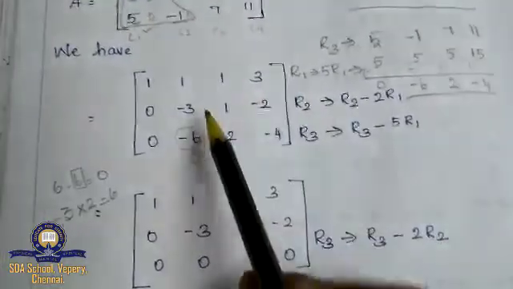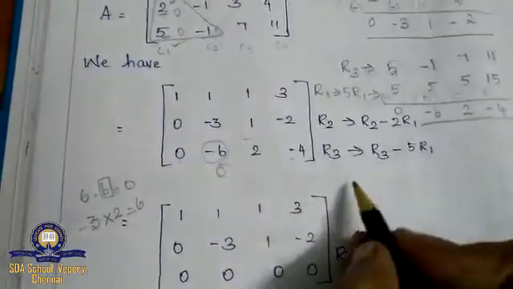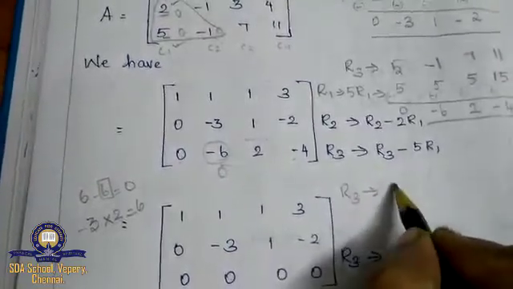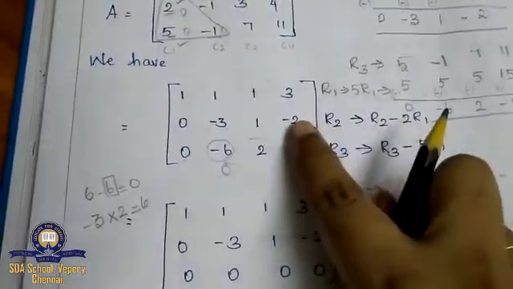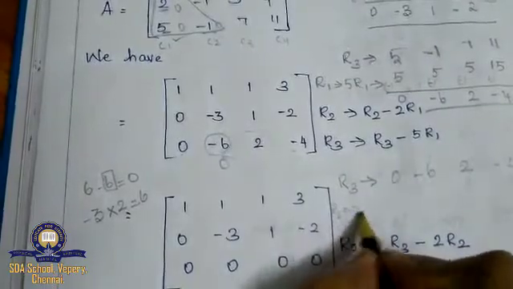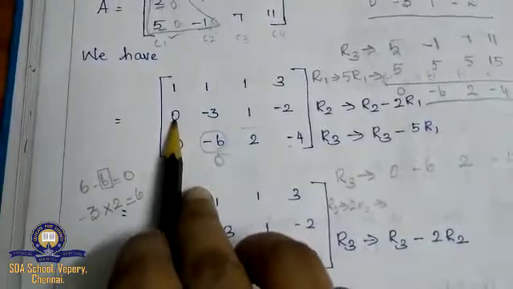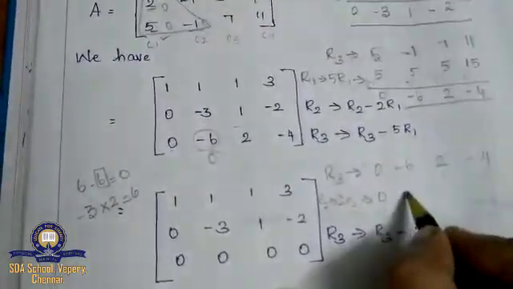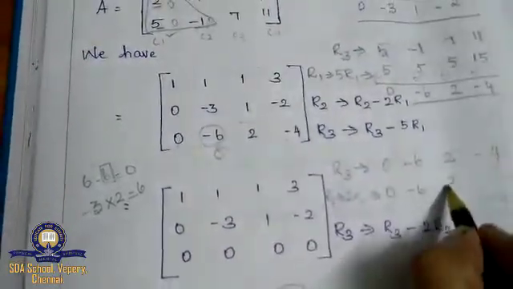So I am going to multiply my R2 with 2. I am going to write here, see. R3 value as it is. So R3 implies 0, minus 6, 2, minus 4. And what is my R2? My R2 as 2R2. If I multiply with 2, 2 into 0 is 0. But 2 into 3 means it will be minus 6. And 2 into 1 means 2.